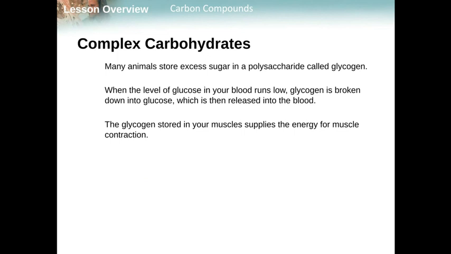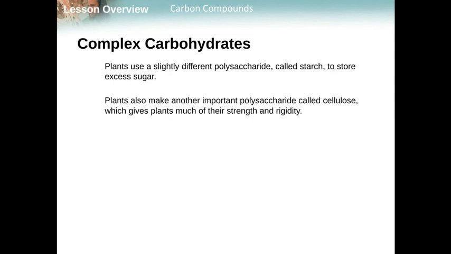Now, many animals store excess sugar in a polysaccharide called glycogen. We, as humans, store it in our muscles, but we only have enough for a few seconds of use before we have to start finding our energy from somewhere else. Now, plants use a slightly different one called starch that we already talked about. And they also make another important polysaccharide called cellulose.